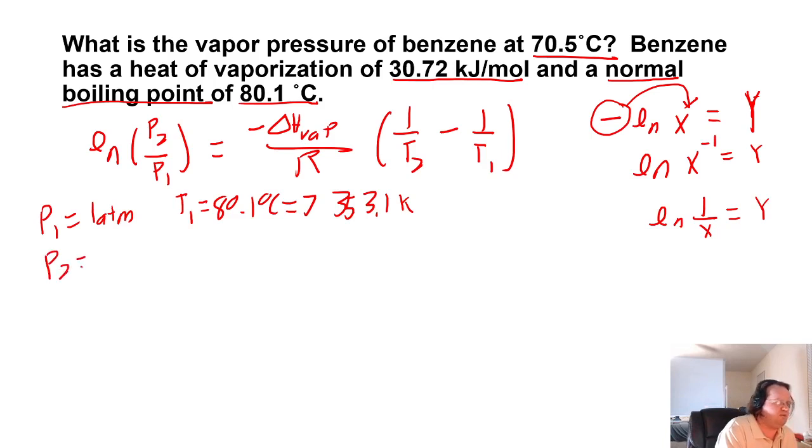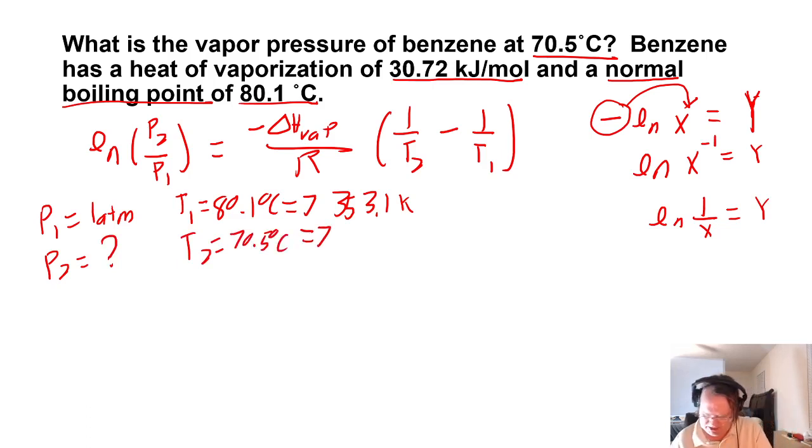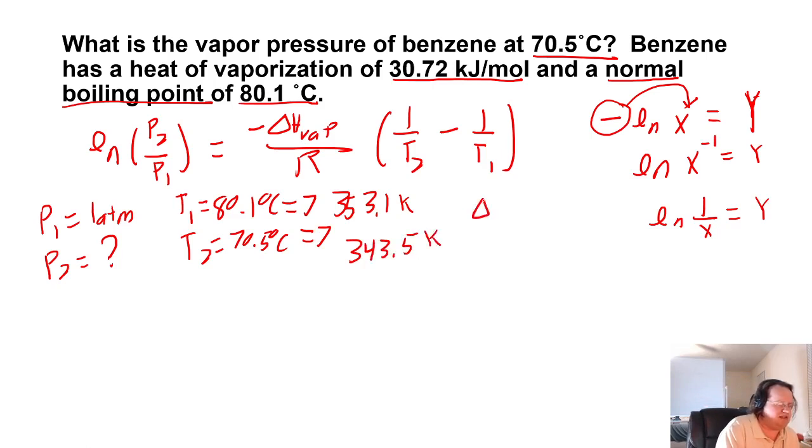So then we have P2. We don't know that. That's our variable of interest. And then T2 is 70.5 degrees Celsius. And to that 70.5, we're going to add 273. I know I can do it. Oh, well. Didn't do it in my head, so I'll just write it down. 343.5 Kelvin. And then finally, our delta H of vaporization, I'm going to go ahead and write it as 30,720 joules per mole.